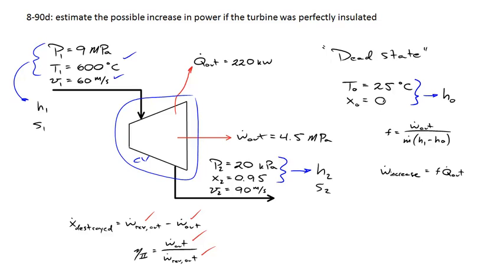It's a little bit of hand waving, but we can say the fraction of this enthalpy coming in that was actually used is the actual work out, 4.5 megapascal, divided by the mass flow rate times the difference in the inlet enthalpy between that and the dead state. Then you can calculate the rate at which work would be increased: if we multiply the current Q out of 220 kilowatts by the fraction of work that could have been done with it, you can come up with the actual increase in the work.